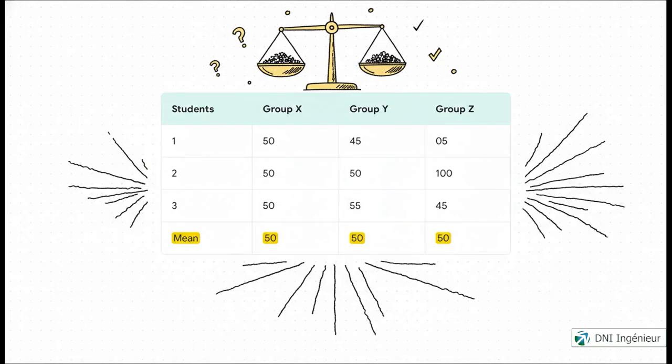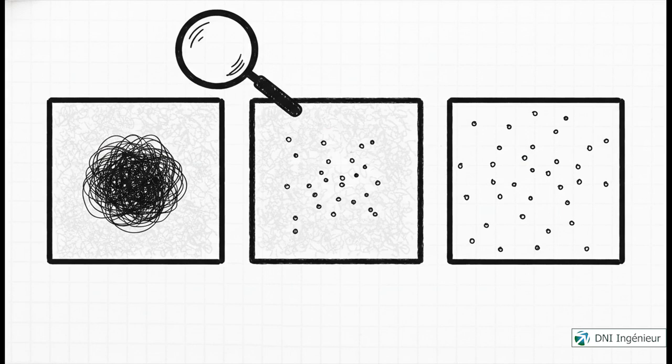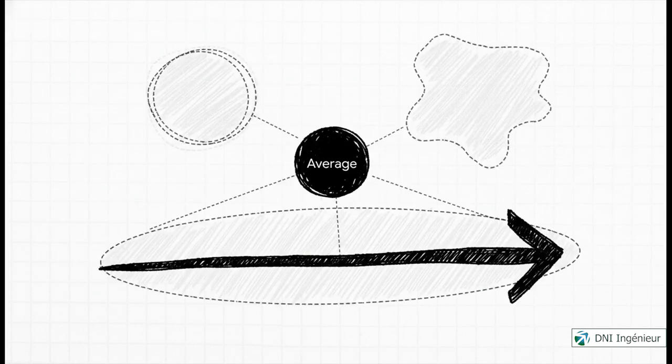You'd probably say they're the same. I mean, look, the average score for each group is exactly 50. But that's not the case. If you look closer, a totally different picture emerges. And this is exactly why the average isn't enough.